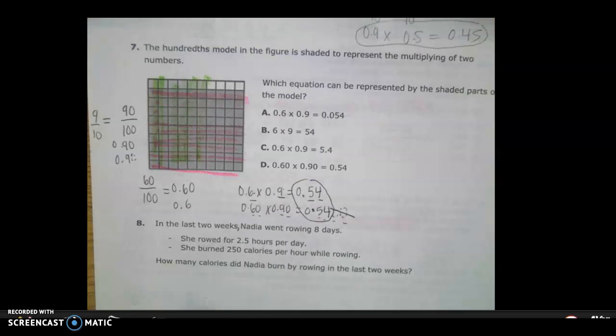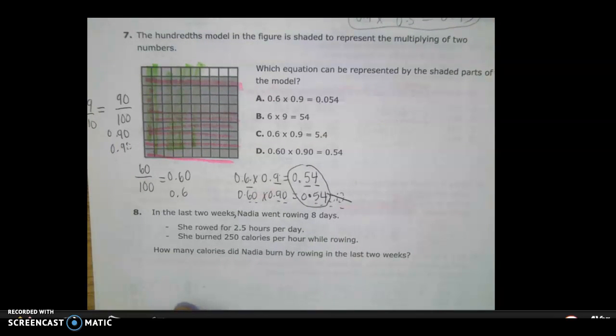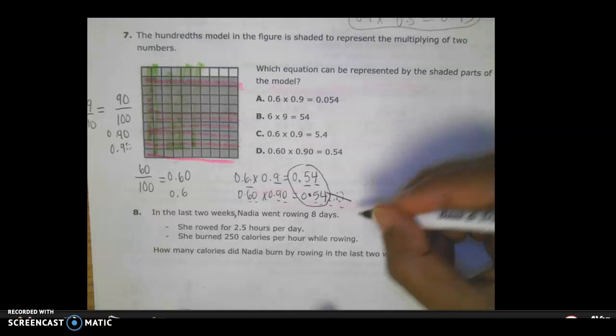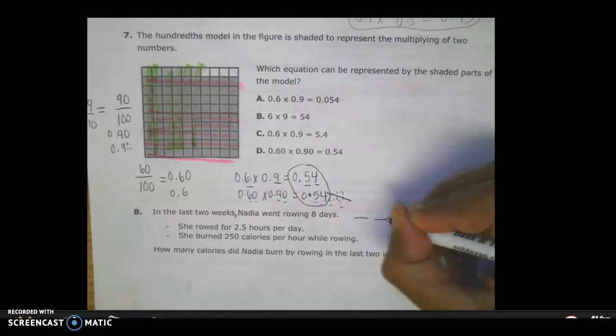Okay. Number 8. In the last 2 weeks, Nadia went rowing 8 days. She rowed for 2.5 hours per day. She burned 250 calories per hour while rowing. How many calories did Nadia burn by rowing in the last 2 weeks? So let's draw a picture. She rowed for 8 days.